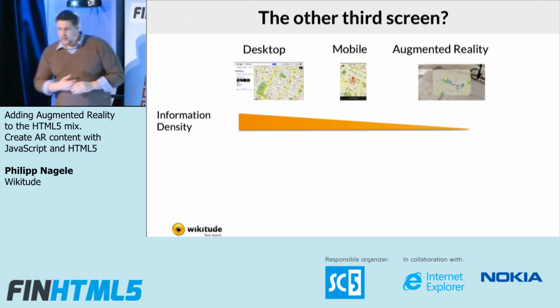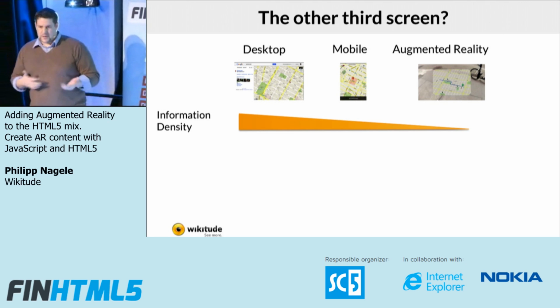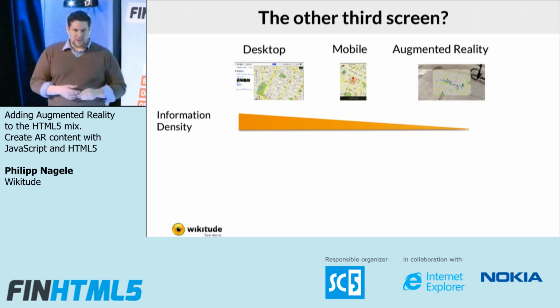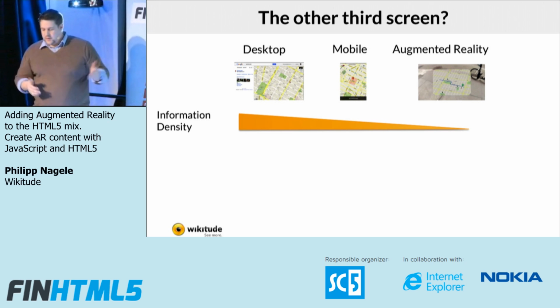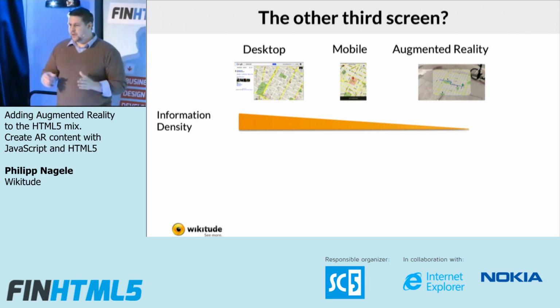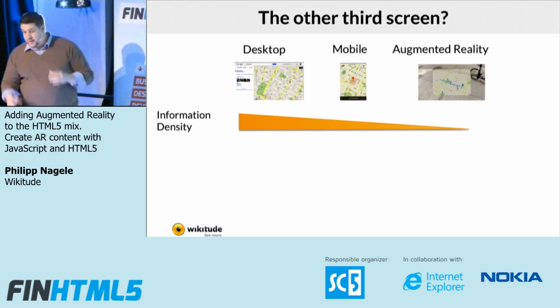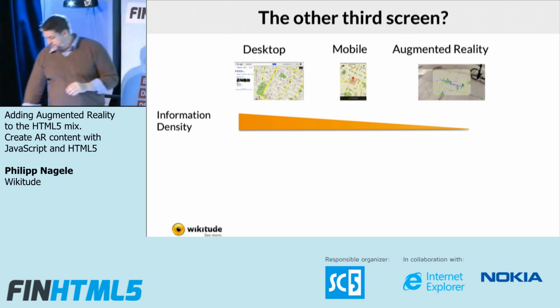And if you're comparing the information density on all those three screens, and by information density I mean how much information is presented to the user at the very same time. On the desktop, obviously, that is quite a lot. On the mobile, still acceptable. And on an AR view, it's very, very little at the very same time, just because you don't have a lot of space in front of your eyes.